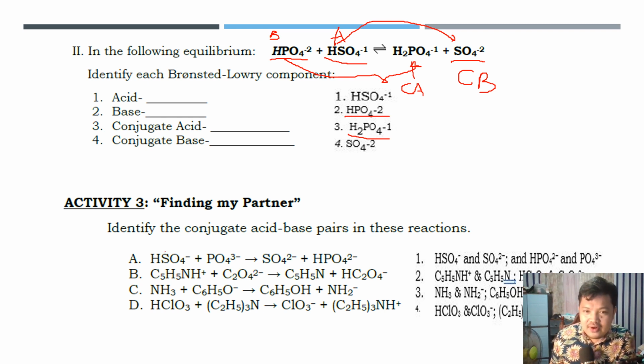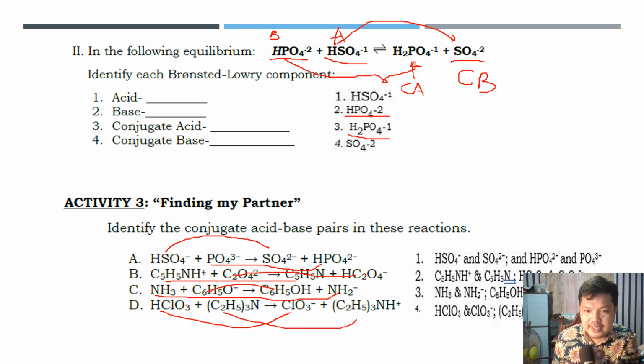Yung SO4, eto yung kapartner niya. Yung PO4, eto naman yung kapartner niya. Eto naman dito sa C5H5NH, yung kapartner niya, ayun. Eto naman yung kapartner niya, ayun. Eto naman yung NH3, obviously yung kapartner na nandun sa dulo. And ito naman yung kapartner niya. Yung HClO3, ito yung kapartner niya, and then yung kapartner niya man, ayan. So, ganun lang kasimple yun.